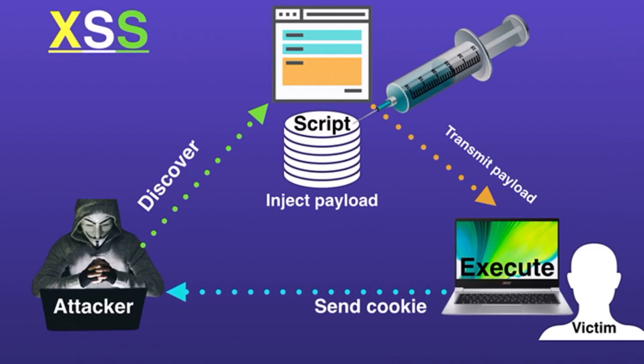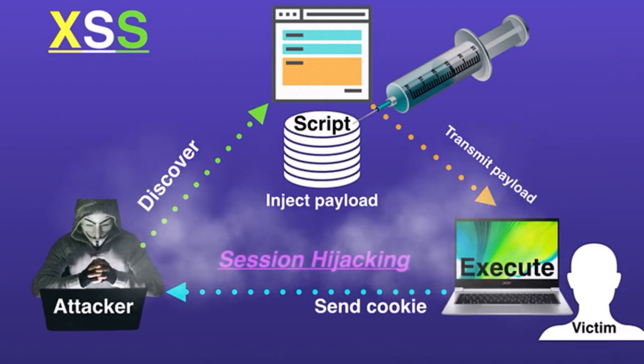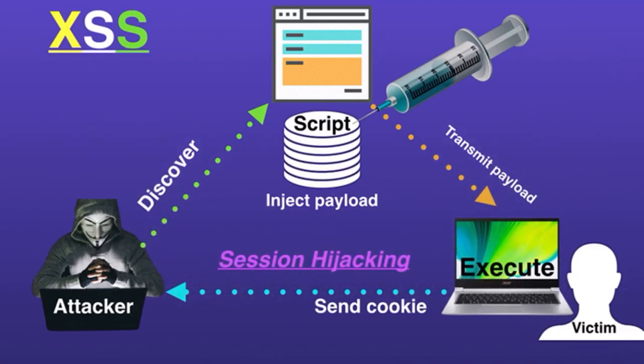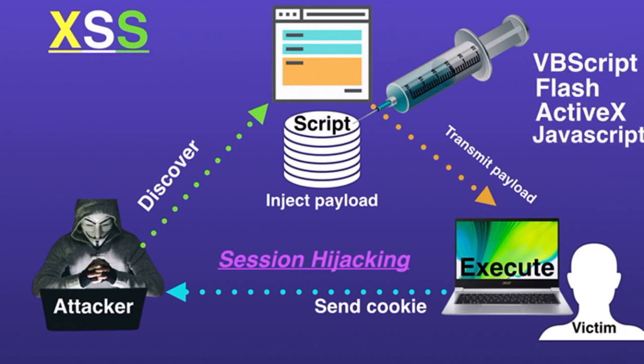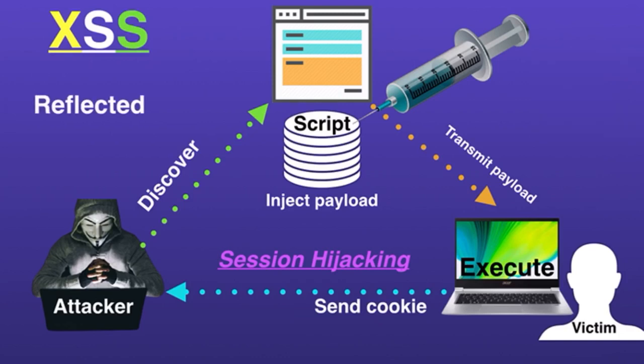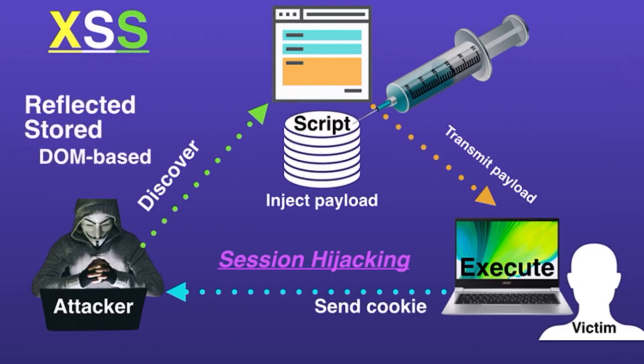In the fifth step, the attacker extracts victim's cookie, after which he uses it for session hijacking, where the attacker can remotely access and control the victim's machine. Cross-site scripting attacks can exploit vulnerabilities in Visual Basic, Flash, ActiveX, and JavaScript. Most often it targets JavaScript because it has close integration with most browsers. It has three main types: reflected, stored, and DOM-based.